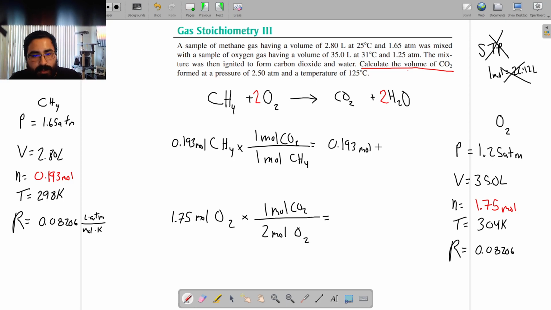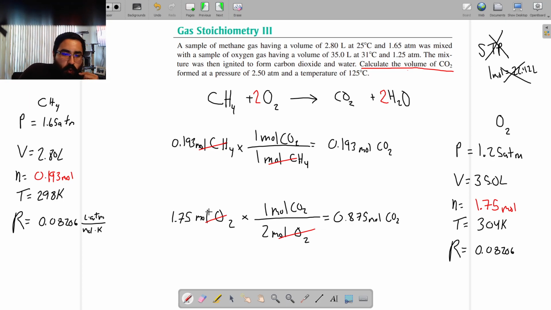Yeah, this one's good. The other one, 1.75 divided by 2. I got something like 0.0. Wait, I think I divided by like 800. I don't know why. 0.875 moles of CO2. And we always got to check: did things cancel? This canceled, this canceled, this canceled, that canceled. All right. So with 1.75 moles of O2, you can make up to that amount.